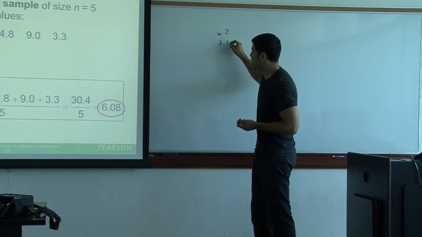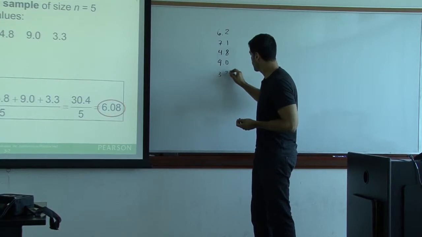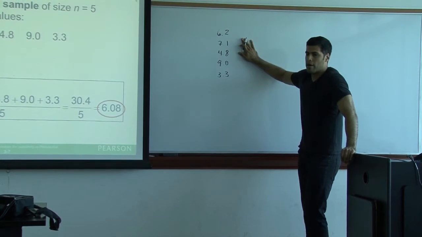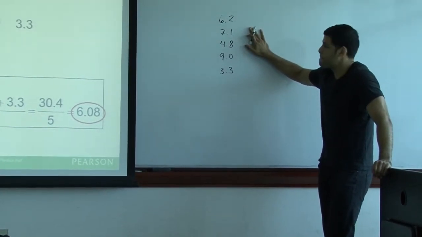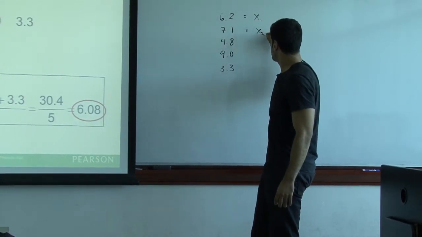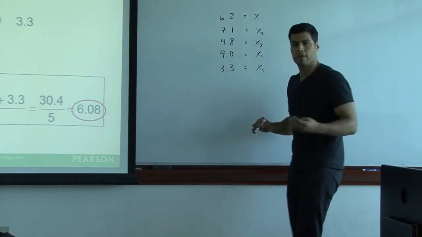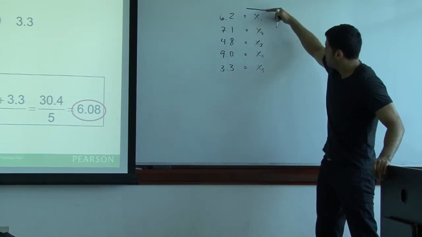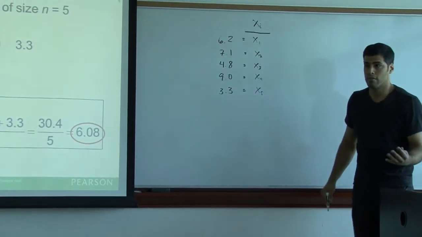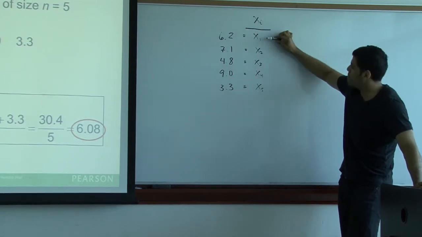7.1, 4.8, 9.0, 3.3. These are your 5 values. Now, why am I writing them out this way? Because I want to go back to the notation that we just looked at. Okay, you can call these x1, x2, x3, x4, and x5, right? Basically, you're saying you have a column here of data, right? You have that you're going to call xi, right? That basically means this is your x variable, okay? This is your x variable because it varies from observation to observation.